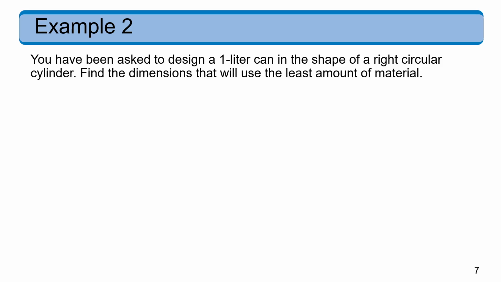Here's another example. So let's start by reading through the problem. You've been asked to design a 1-liter can in the shape of a right circular cylinder. Find the dimensions that will use the least amount of material. So as soon as you see that phrase, least amount, we know this is an optimization problem. And it might be helpful to go ahead and figure out what we are asked to maximize or minimize. So here, material. We want to minimize the amount of material.